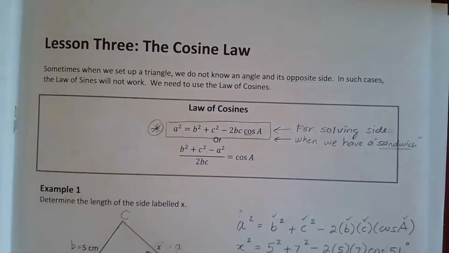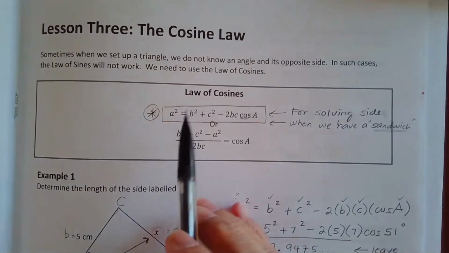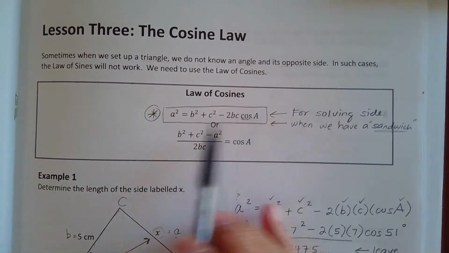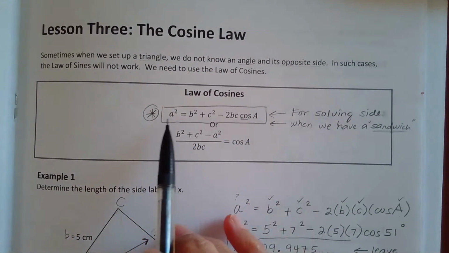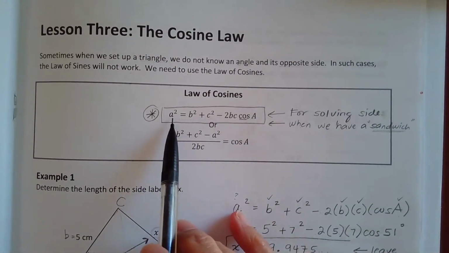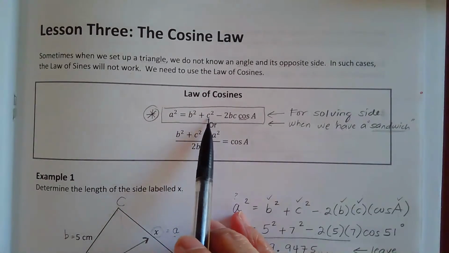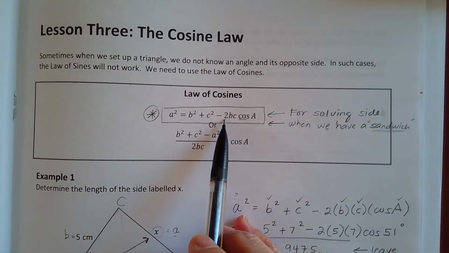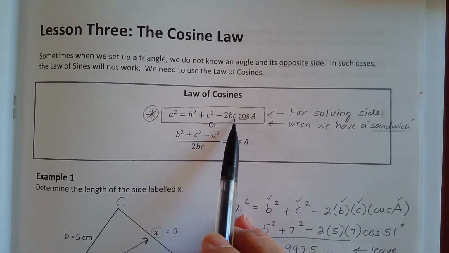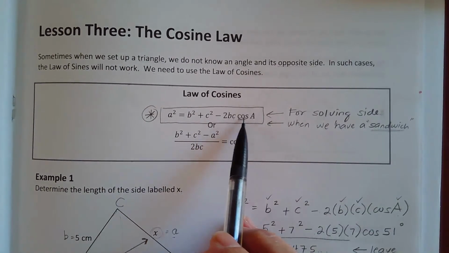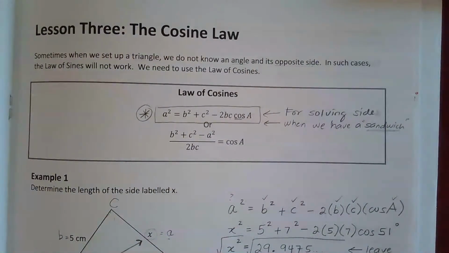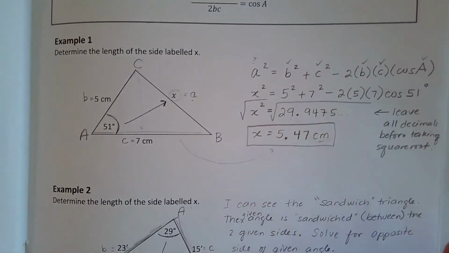We did the cosine law, and we focused on calculating the side, and this is the formula that we used. A squared equals b squared plus c squared minus 2 times b times c times cosine of angle A. So all of these are the things that we wrote down.